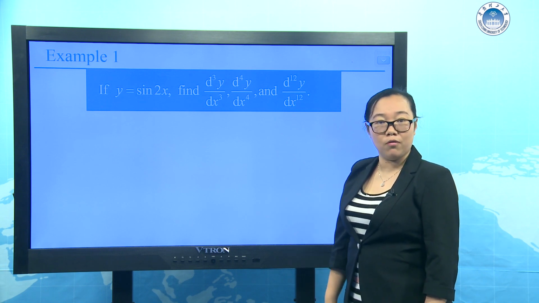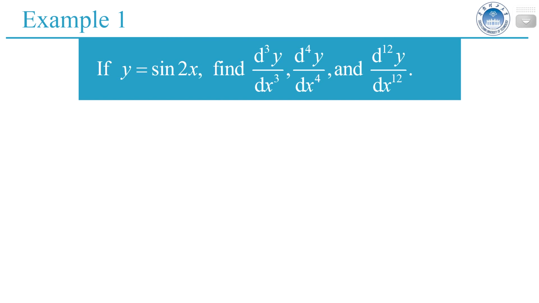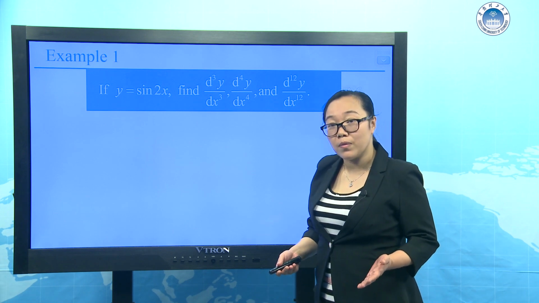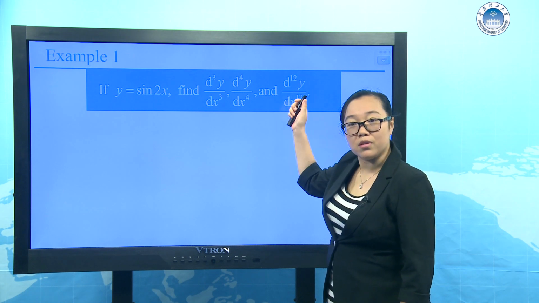Look at example 1. If y equals sine of 2x, we know y prime. Now look at the question. The question is to find d cube y over dx cube, d fourth power y over dx fourth power, and d 12th power y over dx 12th power. How to get it? The definition tells us to take the derivative 3 times, 4 times, and 12 times.